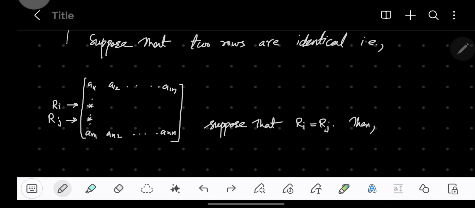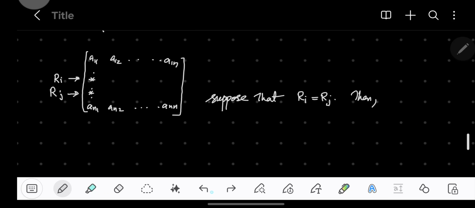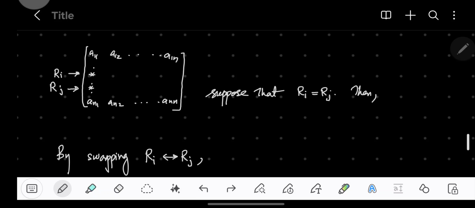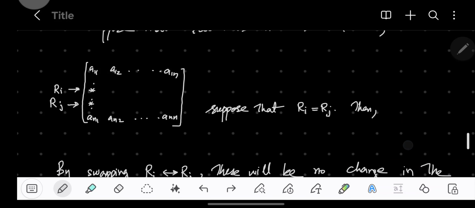Then what will happen? If two rows are identical, then if we swap these two rows, there will be no change. Why? Because if you swap this row with this row, you are actually swapping Ri with Rj, but both are the same.